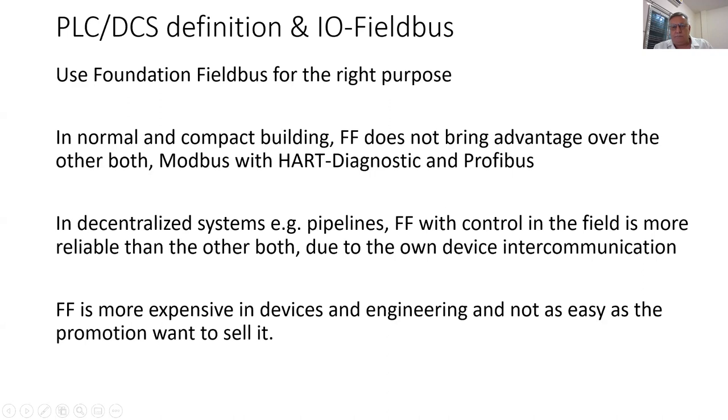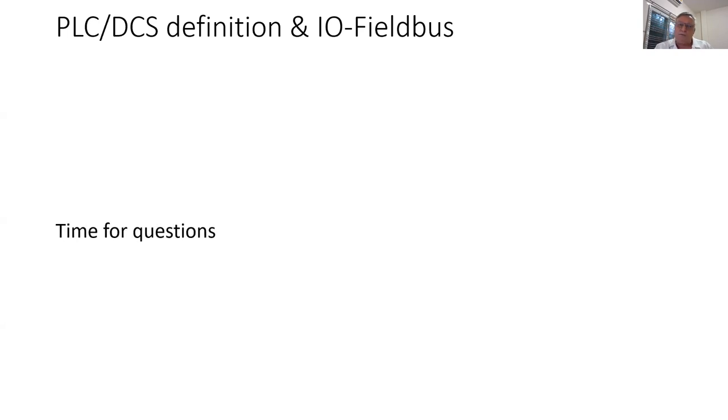You have to look at what your process is and what your physical conditions are, and then you can choose the best bus, or maybe you have a mix. On the DCS, you just put in a different IO card, and then you can have Modbus, Profibus, or Foundation Fieldbus on the same DCS. But again, I would recommend for normal in-building plants not to use Foundation Fieldbus. Up to now, nobody could really convince me why it is much better than all the other ones, and I have some experience already, 25 years plus.